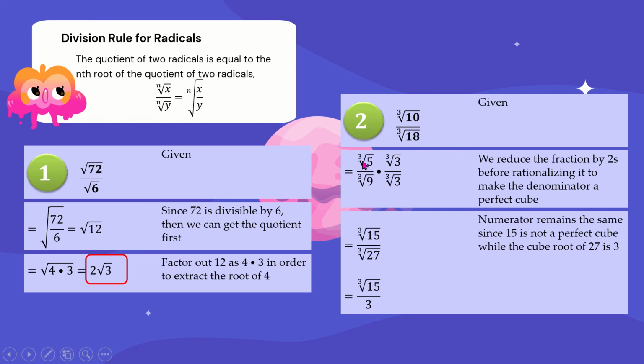So cube root of 5 times cube root of 3 is cube root of 15. Kaya 5 times 3, 15. Cube root of 9 times cube root of 3, 9 times 3 is 27. Wherein, 27 is a perfect cube. The cube root of 27 is 3. Mao na 3 na lang ang nabilin sa denominator, while the numerator remains the same, since 15 is not a perfect cube, nor a perfect square. So, that is our final answer.